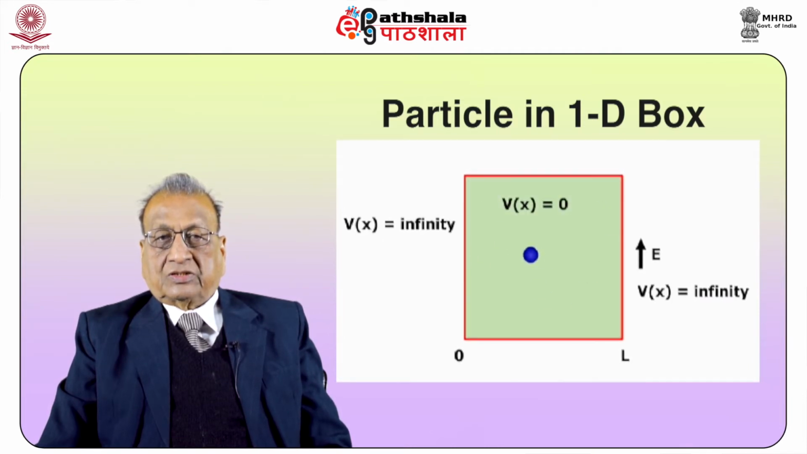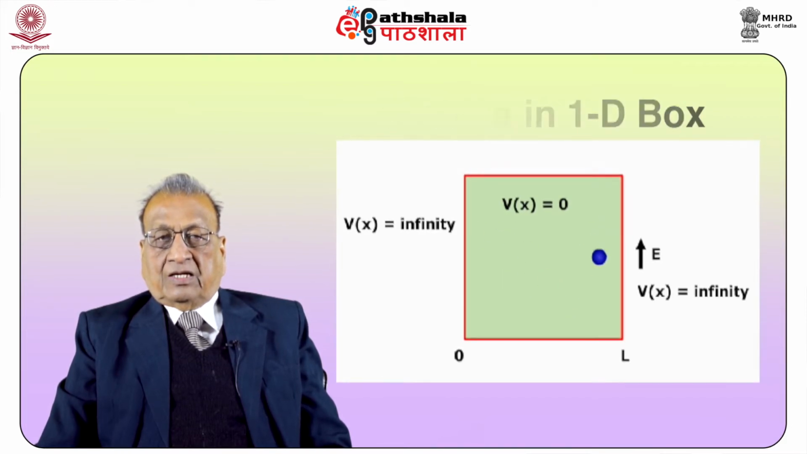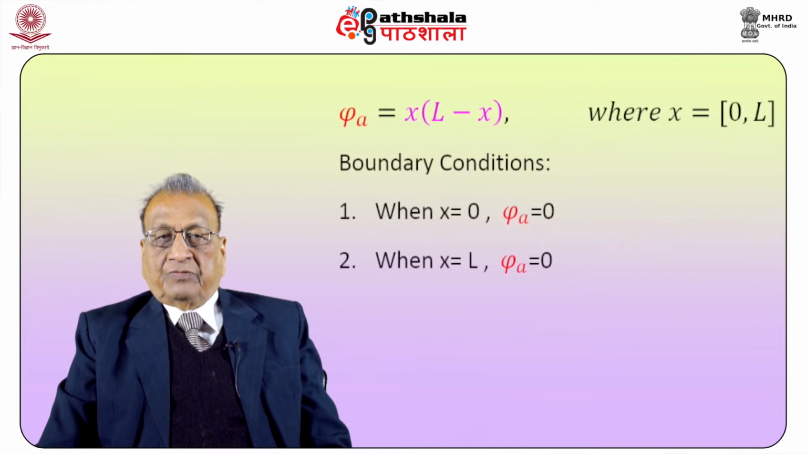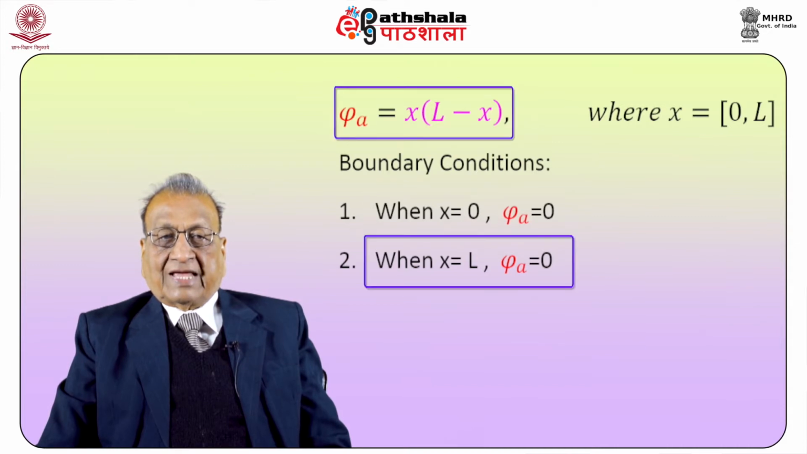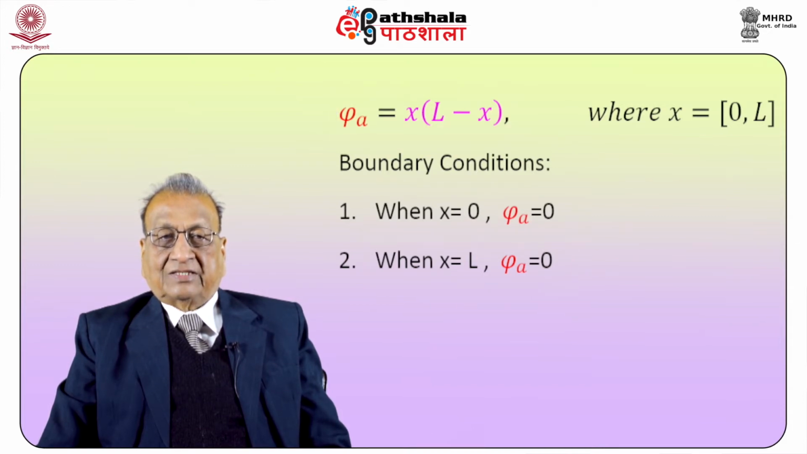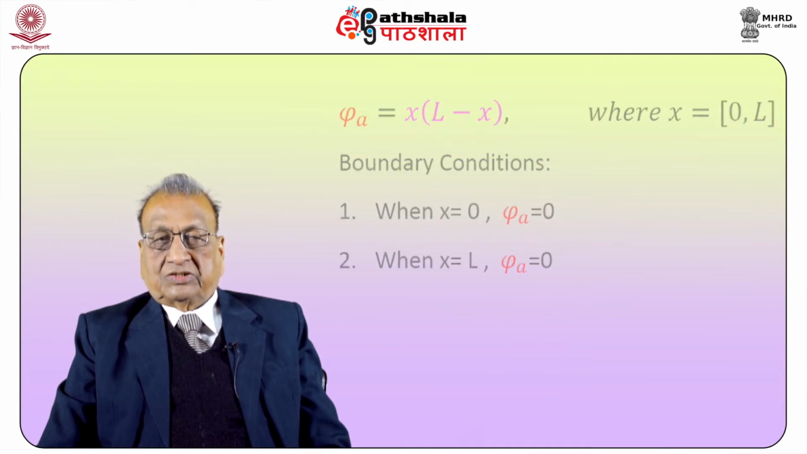Now, the boundary conditions of the problem are known, that the wave function has to be 0 both when x is 0 and when x is L. If we choose the approximate wave function phi a equal to x into L minus x, then it can be seen that when x is 0, the function is 0. When x is equal to L, again the function is 0. So, this satisfies both the boundary conditions.